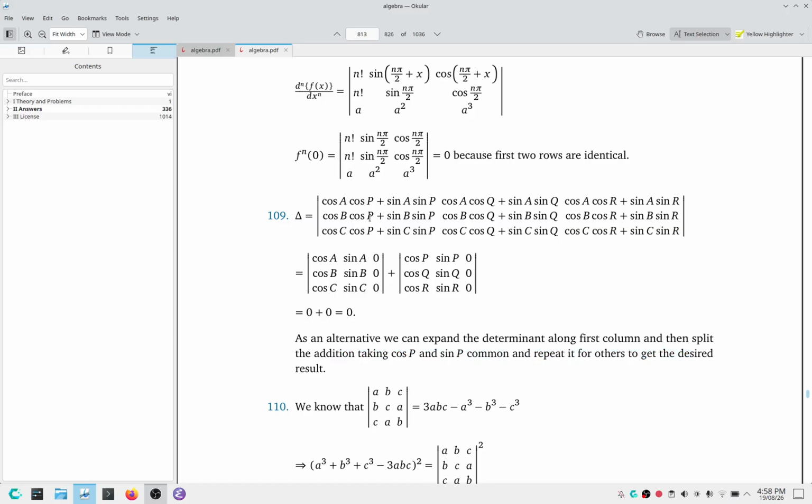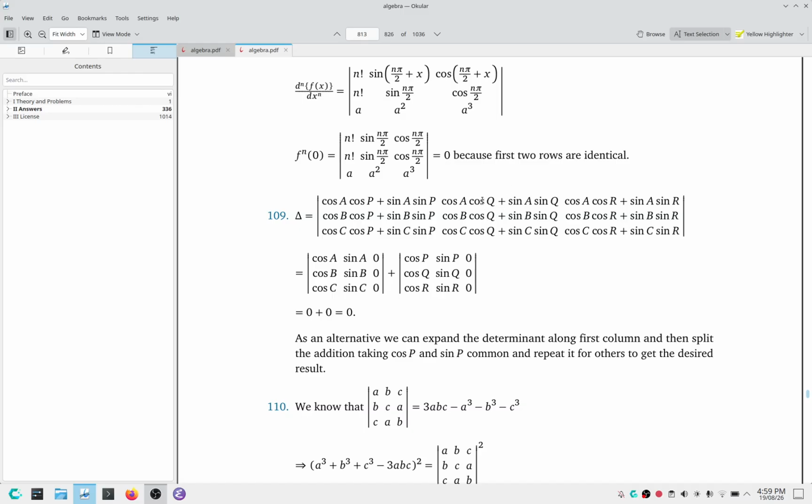Okay. So what we do here is we split this. So one determinant will have cos A cos P, cos B cos P, cos C cos P. Okay, so we can take out cos P here. So the determinant will be cos A, cos B, cos C in the first column, with the second column cos A cos Q plus sin A sin Q, and similarly for B. So these two columns will be the same for the first determinant. Now the first column will be cos A, cos B, cos C. And for the second determinant, it would be sin A, sin B, sin C. And then we split this column as well.